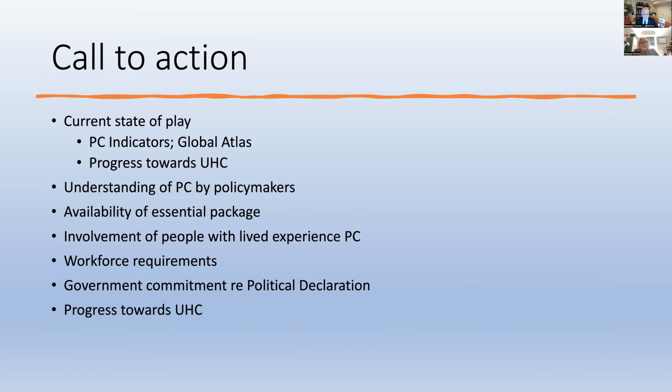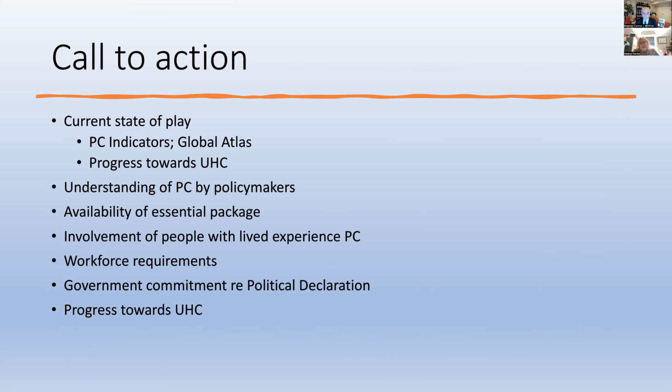You need to be clear about what the workforce requirements would be to deliver the palliative care that you're asking for. And it may be that this is an example of progressive universalism, where you start small and gradually build up and develop your palliative care provision. You also need to know about whether your government is committed to the political declaration. And if it is, which it probably is, then use the political declaration to help in your advocacy argument.